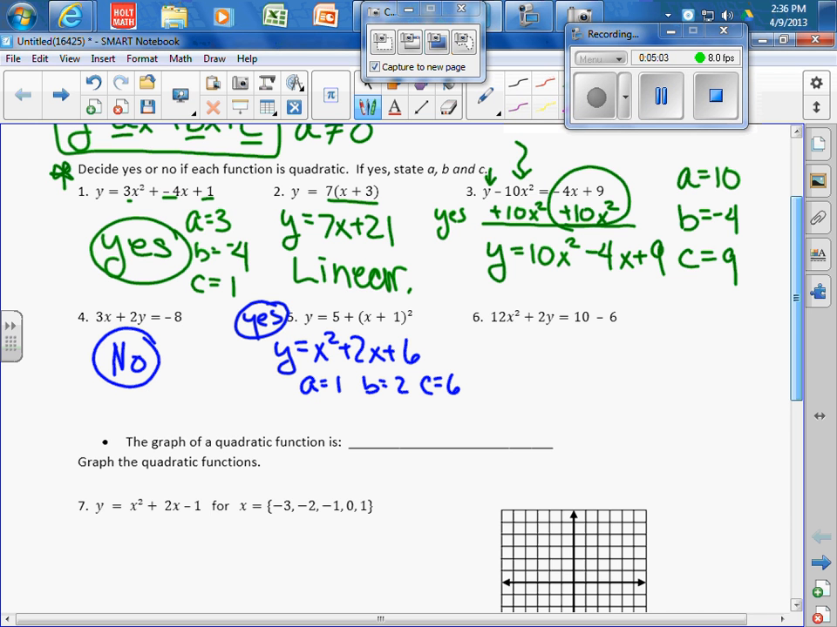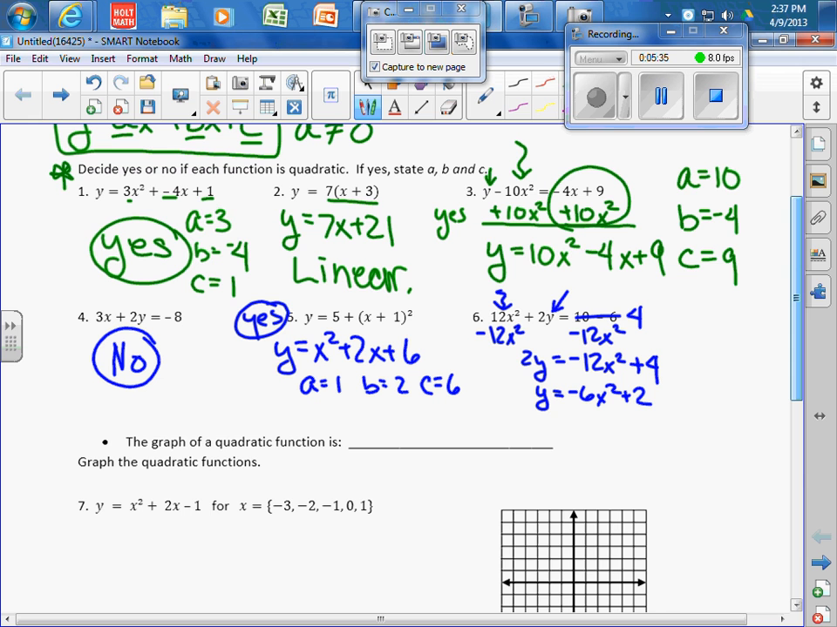And number 6, I need to get this y by itself. What do I need to do? Get rid of the 12x squared from the left side of the equal sign to the right side. But before I do that, look what I have here. 10 minus 6, that's equal to 4. So I'm going to subtract 12x squared from both sides. I'll get 2y is equal to negative 12x squared plus 4 because it's a positive 4. Dividing everything by 2, I get y is equal to negative 6x squared plus 2.